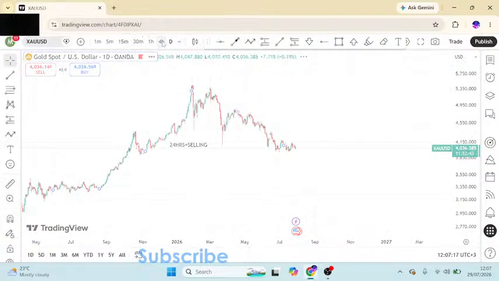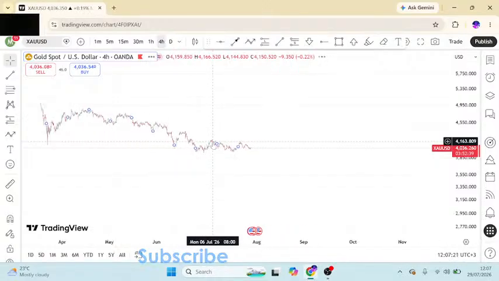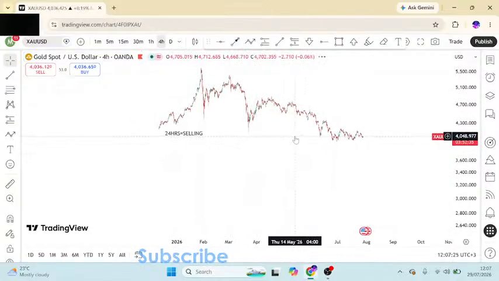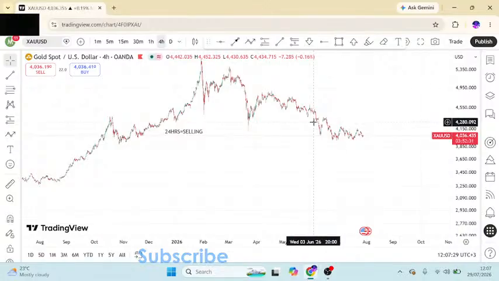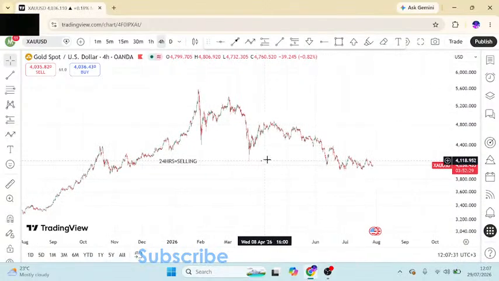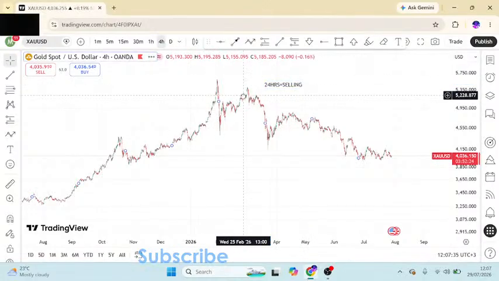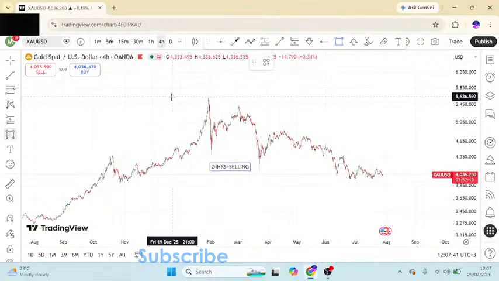Let's go to 4 hours. We do the same thing. So we are seeing our zones clearly right here. That is our 24 hours, we are selling. So let's mark out the zones.